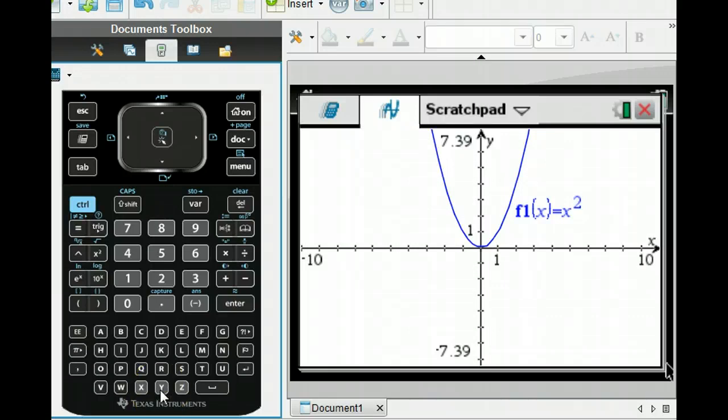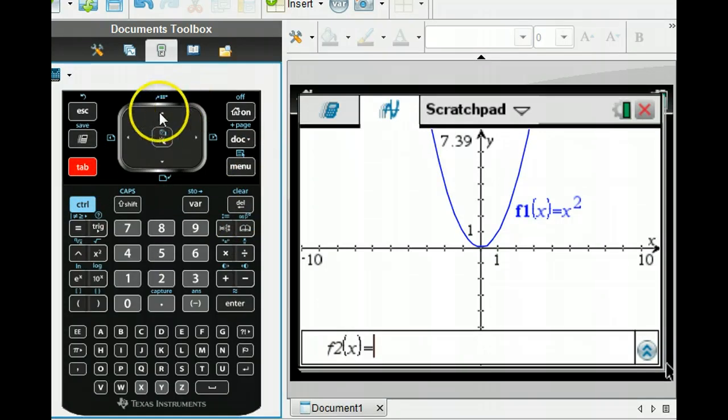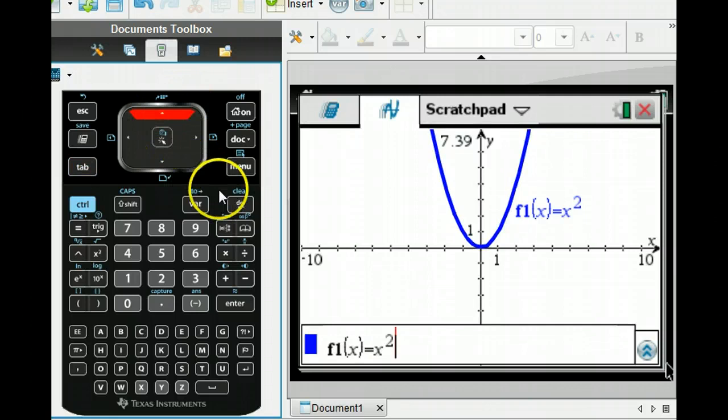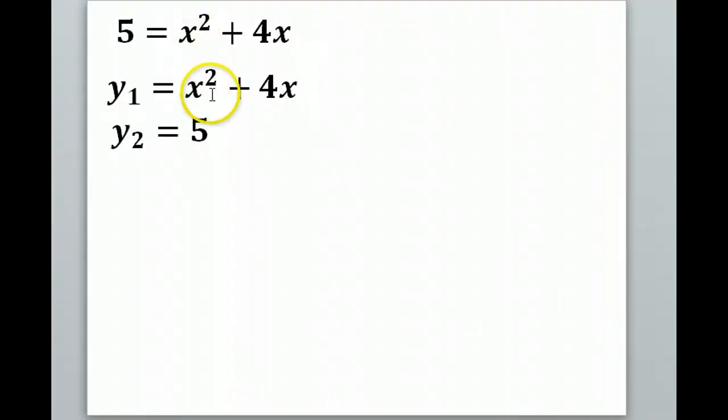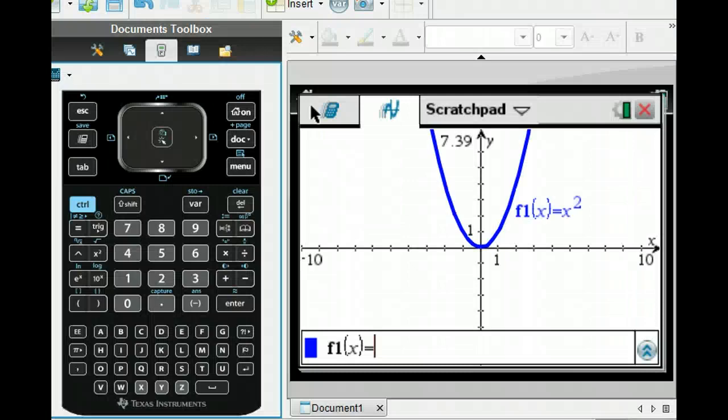Okay, so here we go. Now, I've already got an equation in there, so I want to go ahead and clear that one out. The way I do that is I go to tab, and then I can go up. That gives me my first equation, and I'm just going to delete that one out of there. Okay, now my first equation was x squared plus 4x.